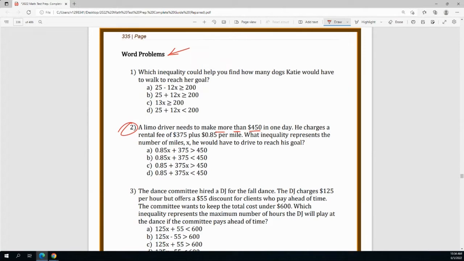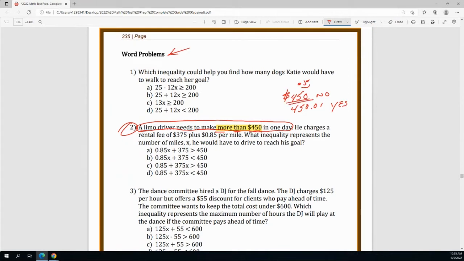So what I want to do first is talk about what this is. A lot of times students are not sure what this means. So the limo driver has to make more than $450. Let me ask you a question. Does that mean if the limo driver makes $450 exactly, he is going to be happy? And the answer is no. He wants to make more than $450. So if he makes $450 and 1 penny, will he be happy? The answer is yes. He wants to make more than this number, okay?